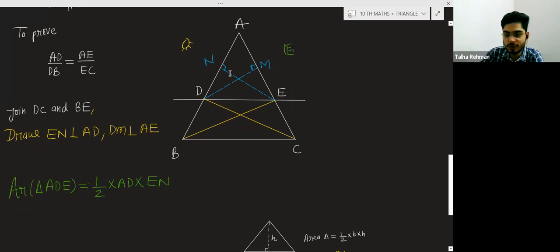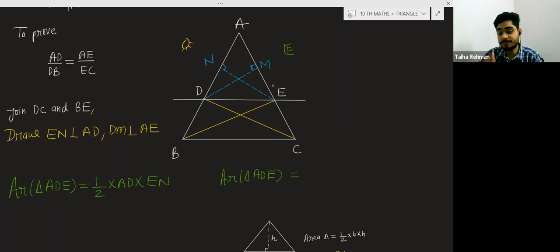Okay. So again, you will calculate the area of triangle ADE. Again, you will apply half into base into height, but this base and height will change now. This can be the base also, AE, and this can be the height also, DM. So you can write half into AE into DM.